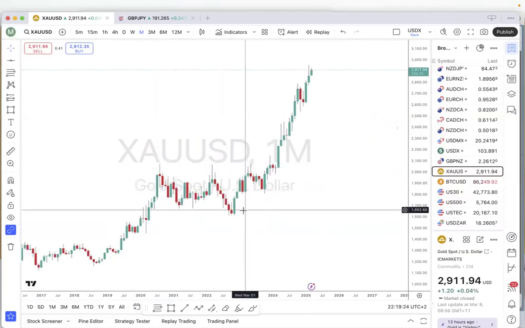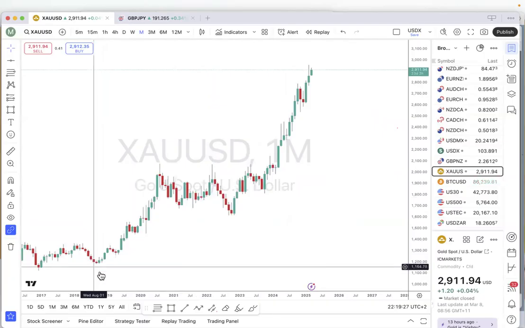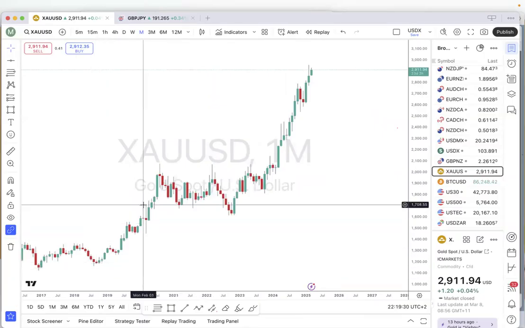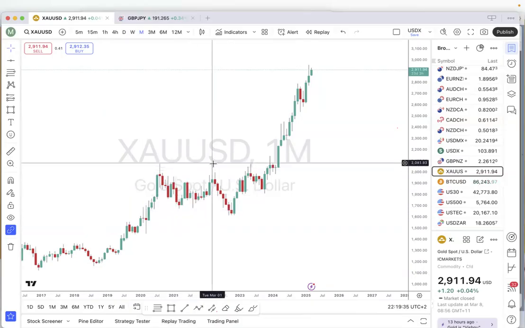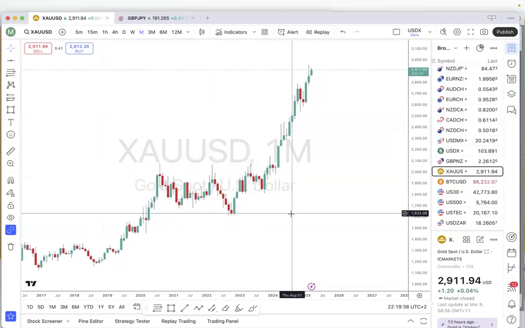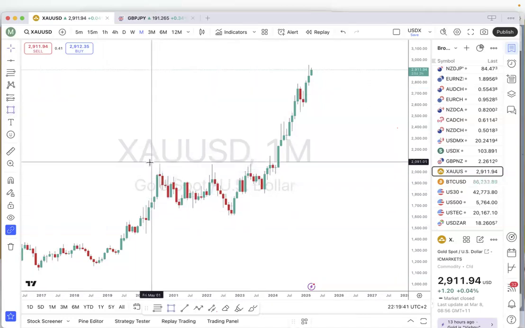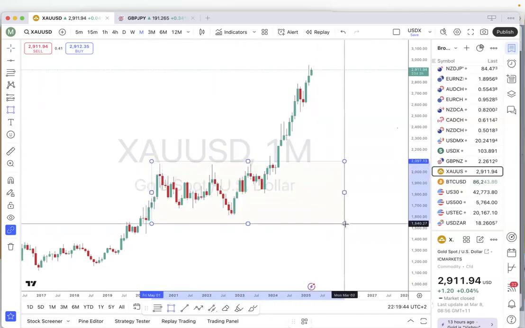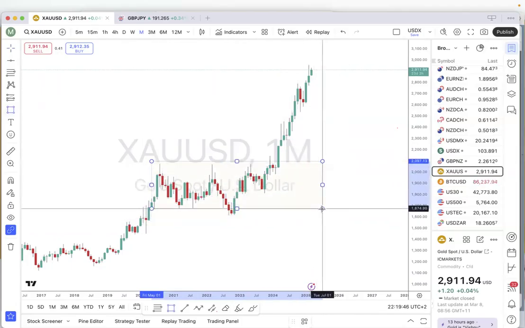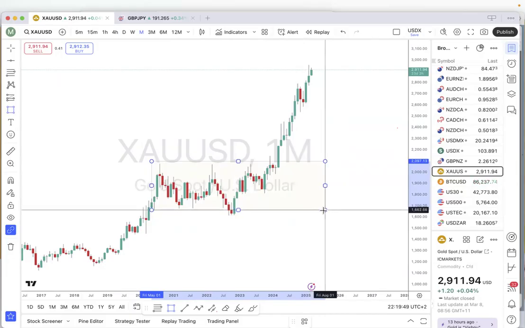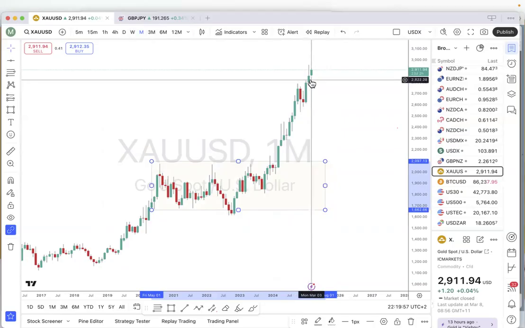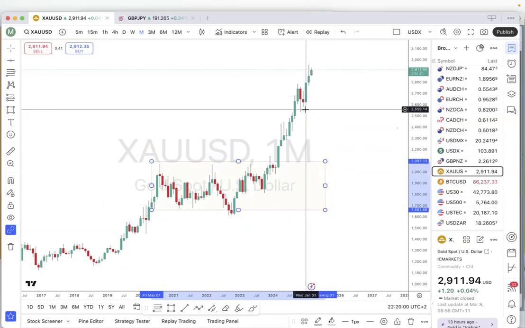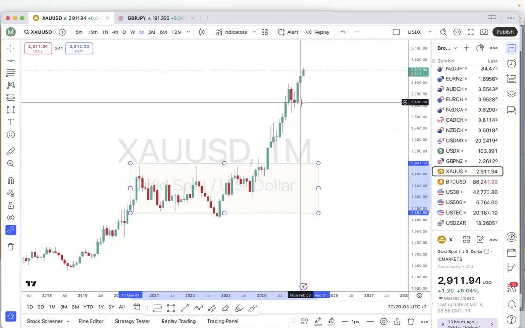From the monthly, what I see is we are making a higher low, or rather this consolidation. Then from this zone of consolidation, we broke out and started marking higher highs and higher lows up to this point. So from the monthly, what we see is a lot of bullish momentum.